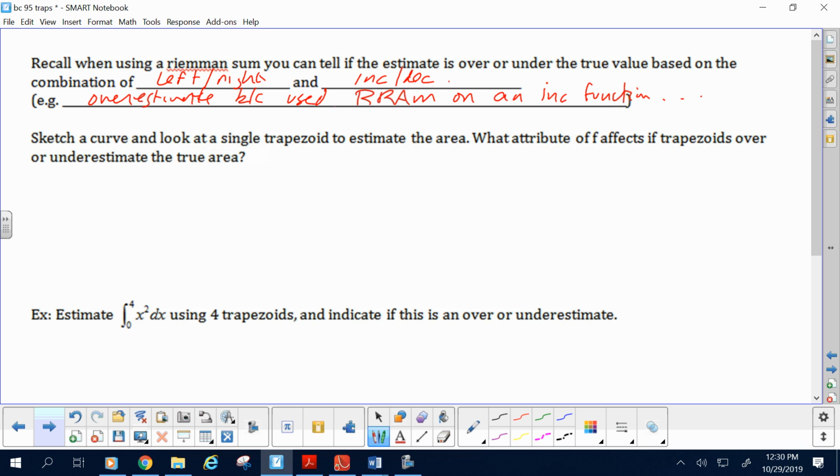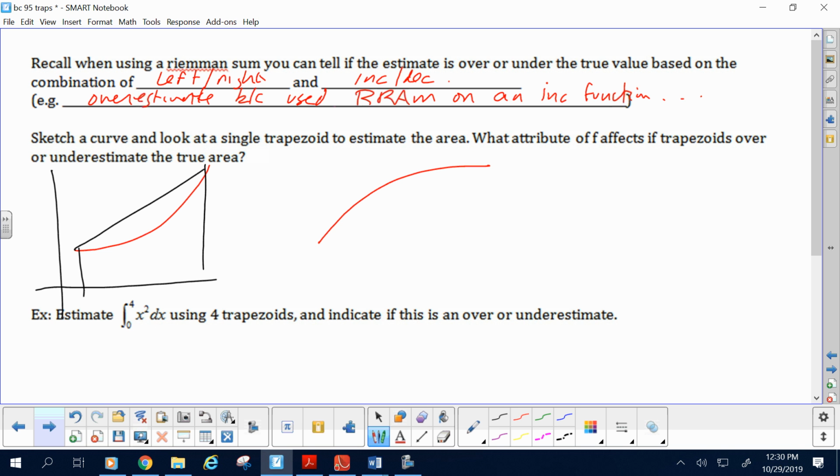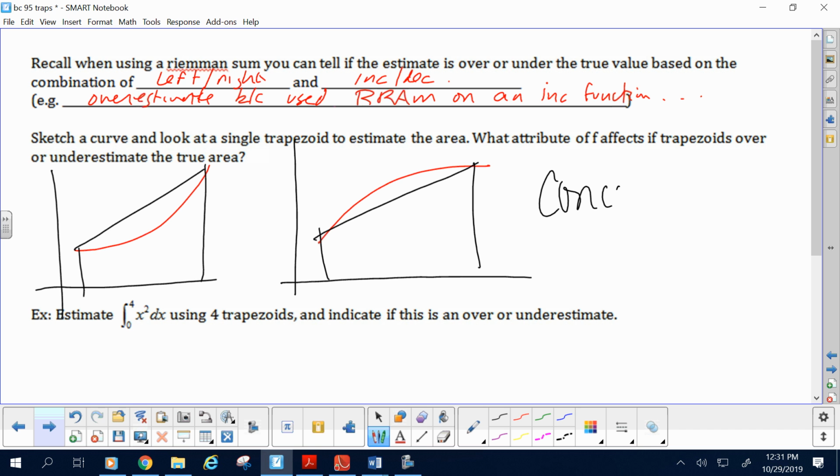Now, would you sketch a curve, let's go increasing concave up and then increasing concave down. And if you were to do a trapezoid here on the increasing concave up, trapezoids would overestimate. But here, trapezoids would underestimate. So what attribute of a function affects the trapezoids over or underestimating? Concavity. For trapezoids, it's all about concavity.